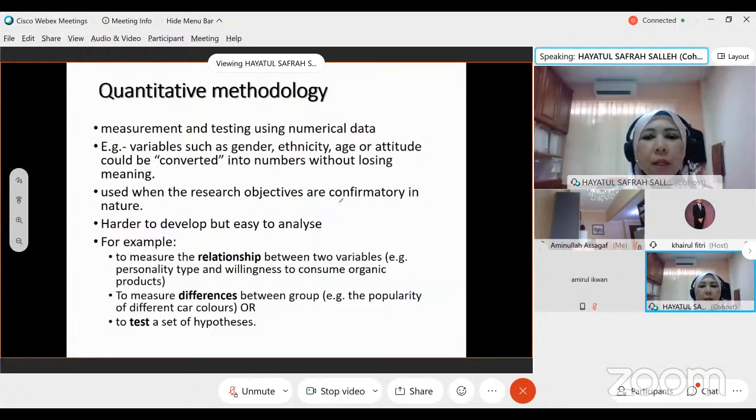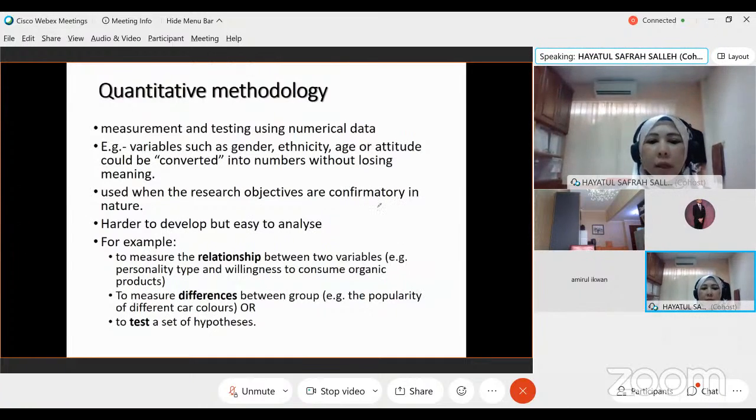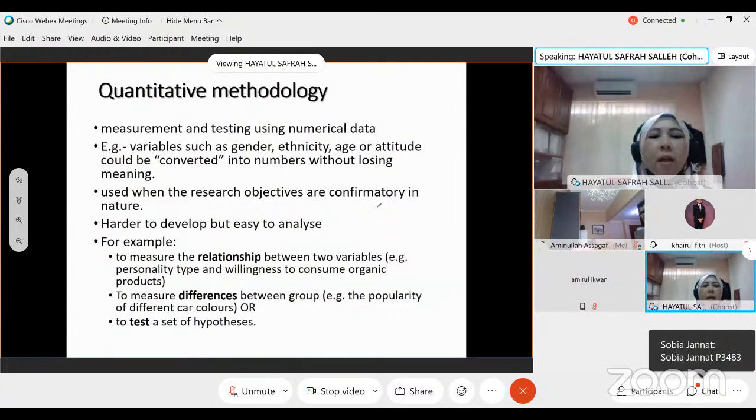So it is used when research objectives are confirmatory in nature, meaning that in your hypothesis, you want to confirm whether your questions or your objective is right or wrong, or whether there is a relationship or not. A difference between A and B, is there any difference or not? If you want to ask about that, then you have to use quantitative methods.